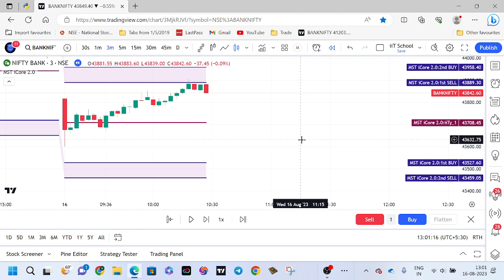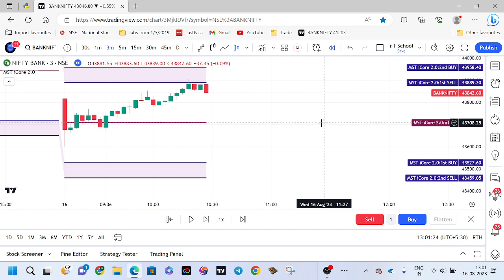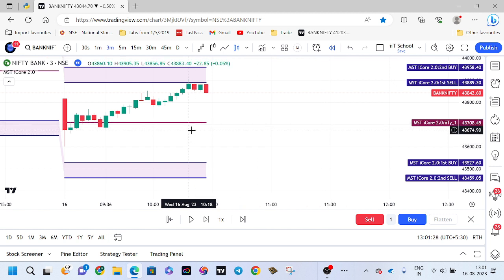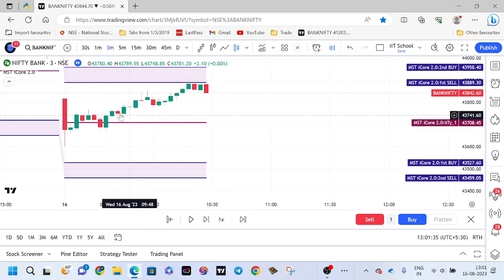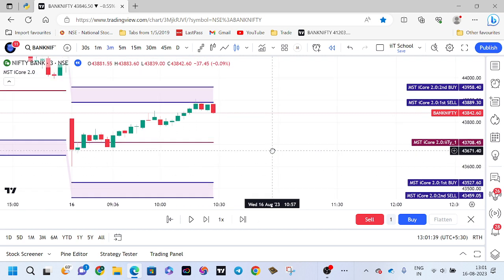It is ATM. If you don't have the capital to buy ATM, then you can buy the midpoint as the strike price, that is the 43,700 put option or 43,700 call option. If the market touches the sell side first, we will be buying the put. When the market comes down and touches the buy zone, we will be buying the call option.